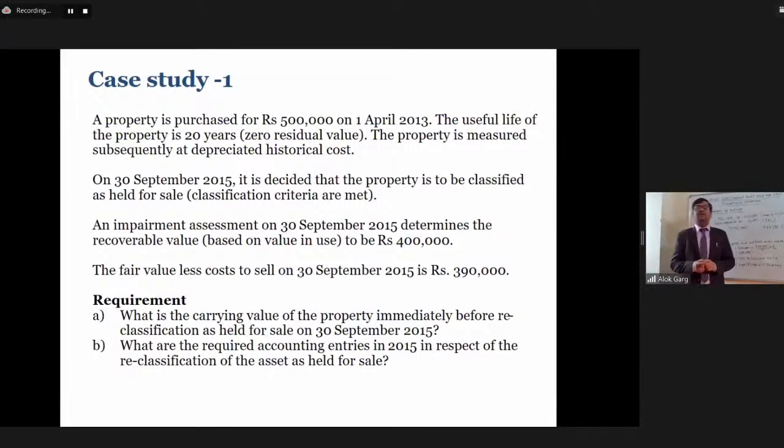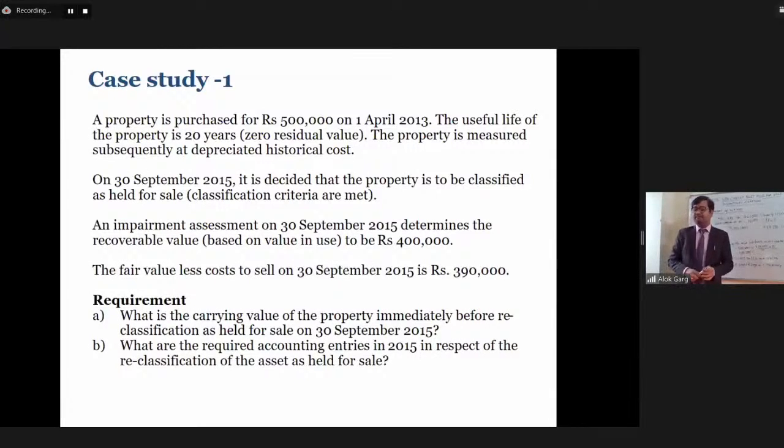Ashita, basically in the sale is highly probable, it is written that the sale is likely to conclude within 1 year. But there is an exception given: if it is due to circumstances beyond the entity's control, it could be later than 1 year. In that case, it will still be considered that the sale is highly probable if other conditions are met. But if it is due to the entity's own circumstances, it will not be considered highly probable.